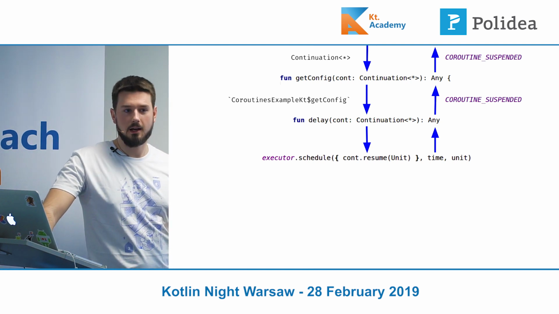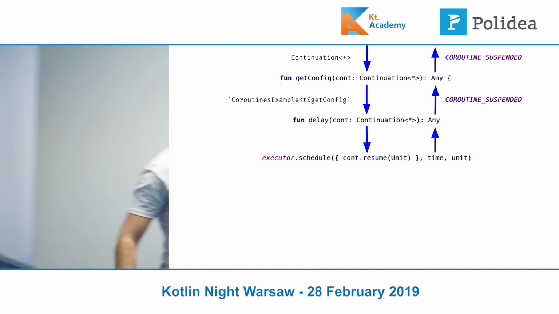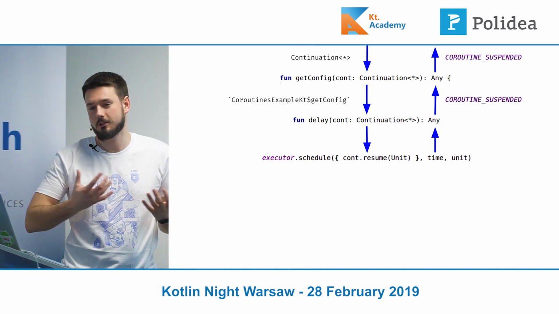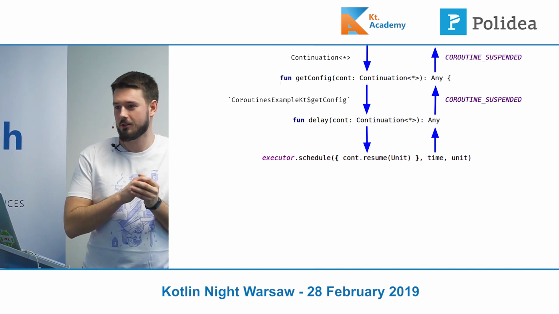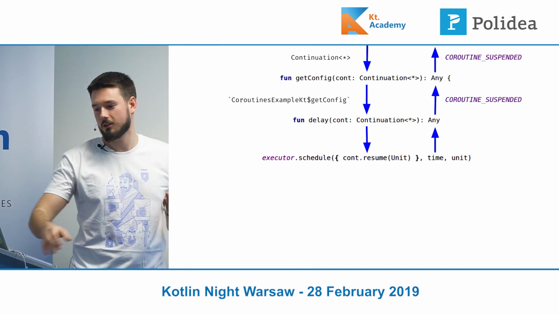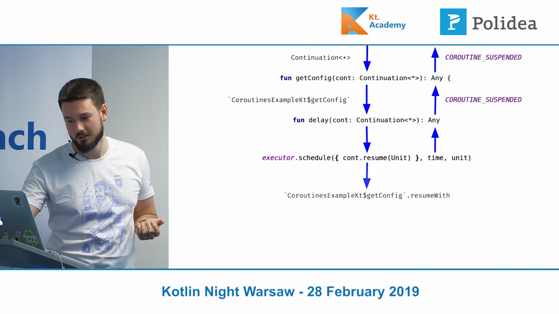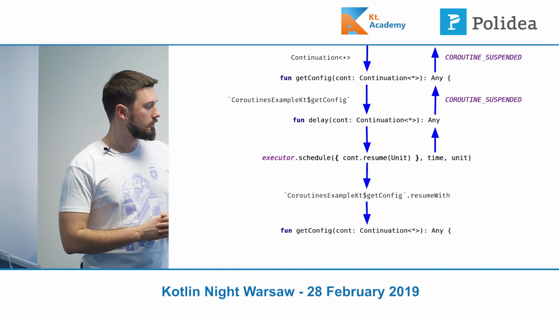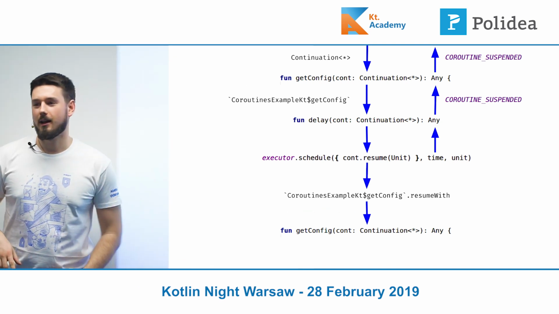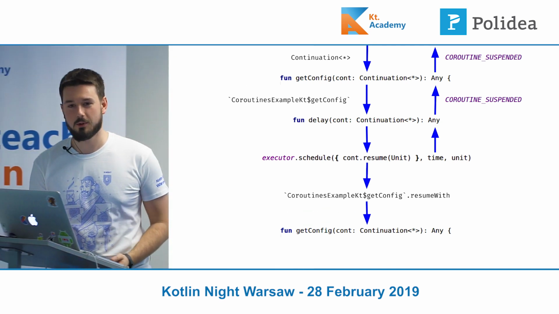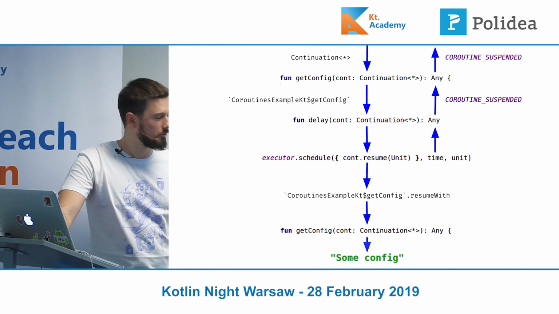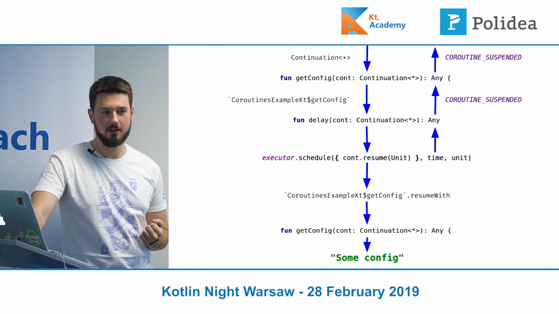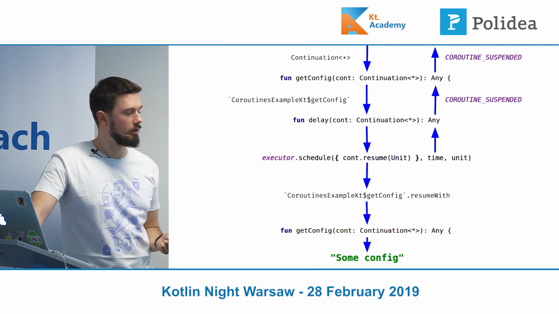After a second, continuation resume is called. Continuation resume, this is a class generated for this particular function, so it can call this suspending function. So it calls resume with, which calls our getConfig, and we jump exactly where we finished. And we can return some config and finish our function.